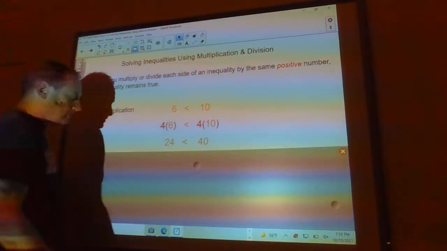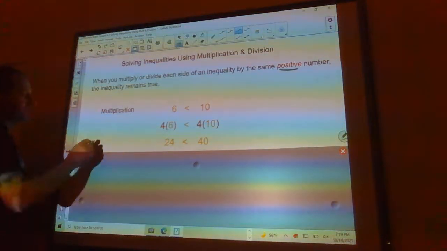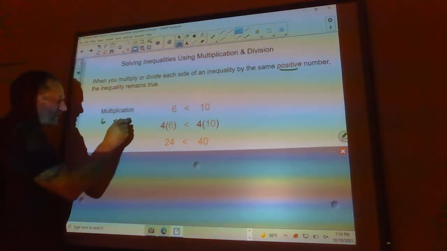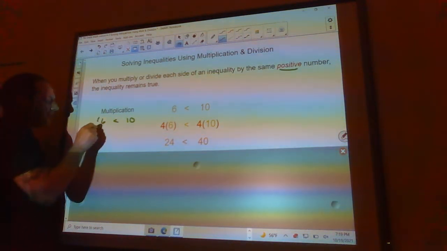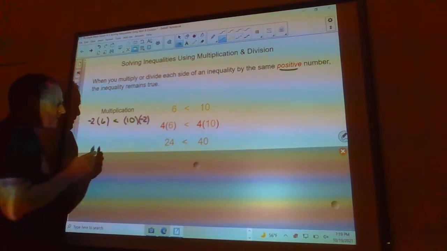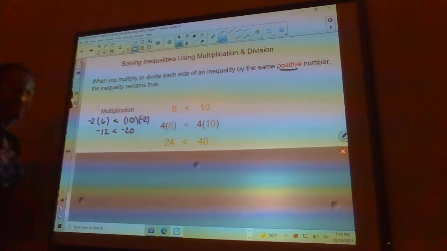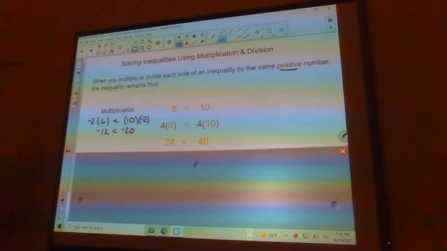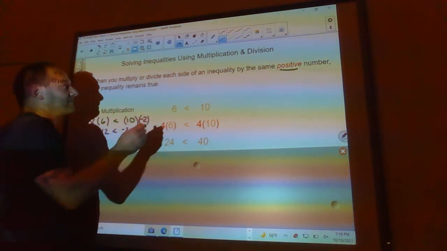Okay? So, now, notice it says a positive number here. What would happen if I did a negative number? So let's say I took 6 is less than 10, and then I multiplied both sides by, say, I don't know, negative 2. Okay? So then I get negative 12 here is less than negative 20. Well, I know that's not true. Negative 20 is way worse. I mean, if I owe you $20, that's worse than me owing you $12. Okay? So this only works when you're multiplying by a positive number.